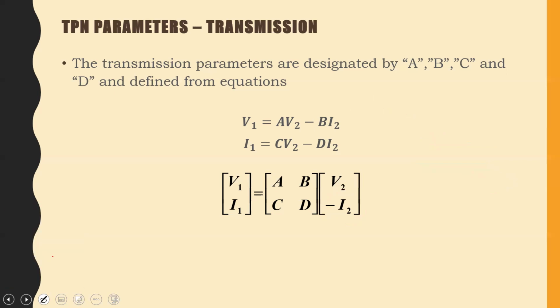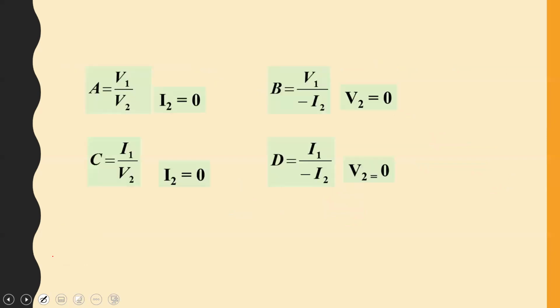All right, so this gives us, and I'm just going to give you all the names, for your A, B, C, D parameters. For A, V1 over V2 with I2 equals 0. B, V1 over minus I2 with V2 equals 0. C, I1 over V2 with I2 equals 0. And D, I1 over minus I2 with V2 equals 0.